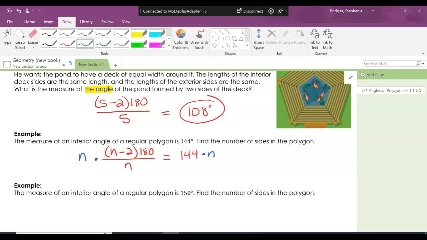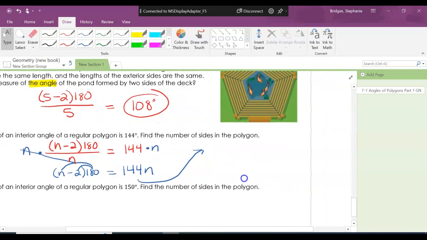Okay, what happens here is this n cancels with the n in the bottom, just leaving me with n minus 2 times 180. And 144 times n is just 144n. Everybody ready? How do I get rid of the parentheses around the n minus 2? Even though it's kind of written backwards, what can I do with that 180? I can distribute it. I can multiply it by both the n and the 2. Again, I'm multiplying this 180 to both of those so I can get rid of those parentheses.